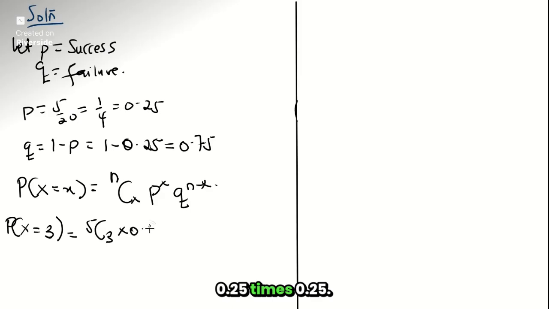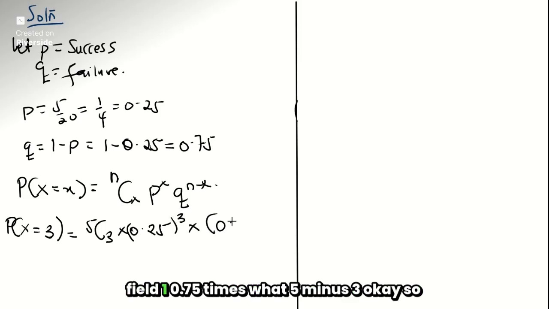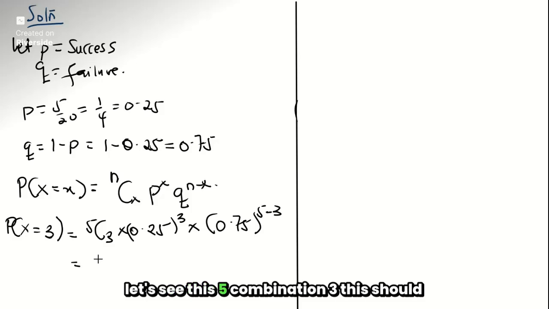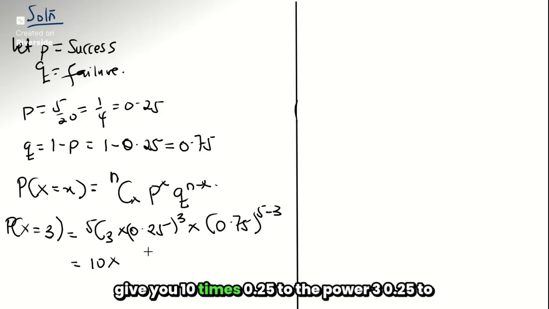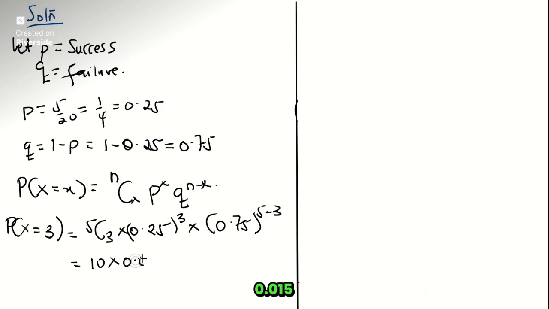Times 0.25, and this is to the power 3. This is times the failure, 0.75, to the power 5 minus 3. Okay, so let's see this. 5 combination 3 should give you 10, times 0.25 to the power 3. 0.25 to the power 3 should give you 0.015625.